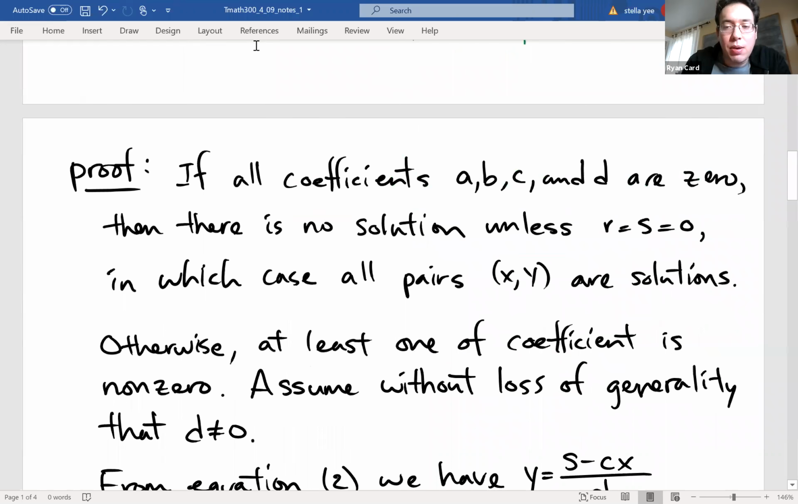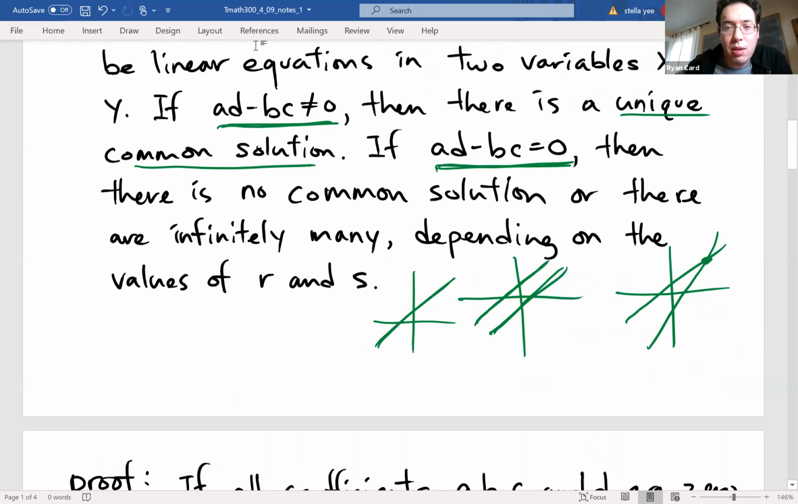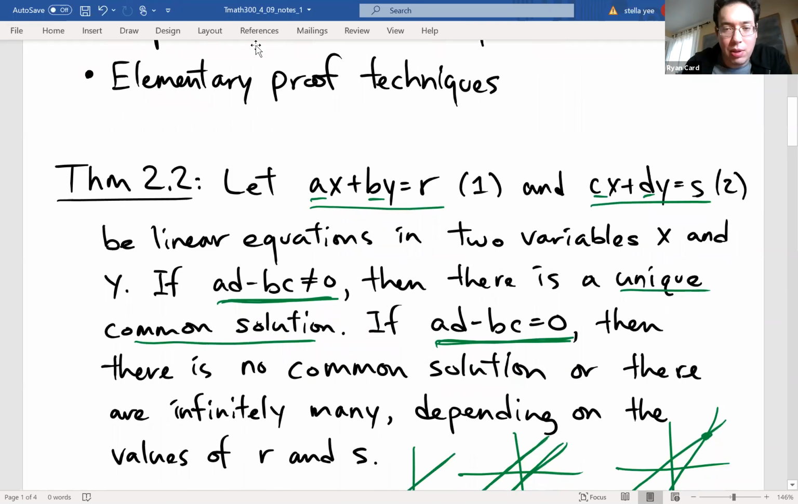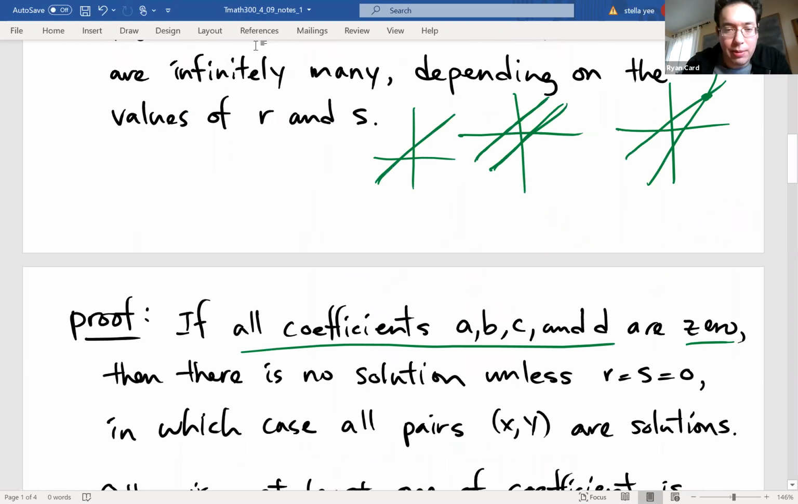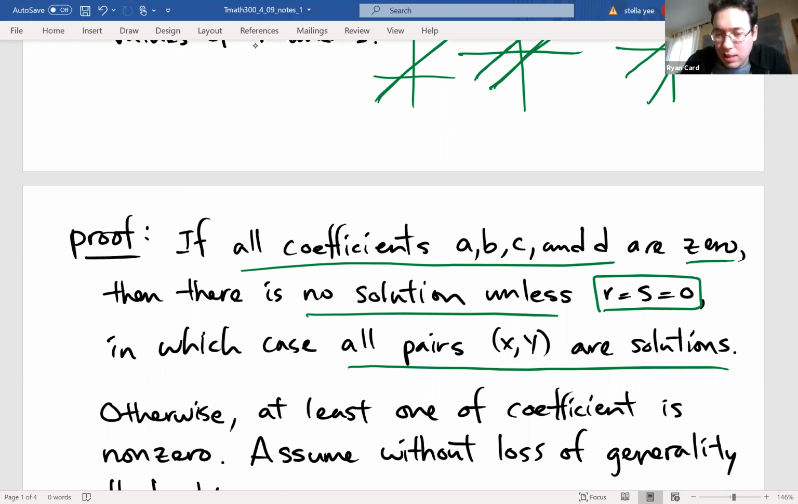Okay. So the first stage is to get rid of a stupid case. If all of the coefficients a, b, c, and d are equal to 0, then you have a stupid equation. The equations become r equals 0 and s equals 0, with no variables x and y, so x and y could really be anything. Then there is no solution unless r and s happen to be 0, in which case both equations are satisfied no matter what x and y are, so all pairs x and y are solutions. That's the stupid case that you want to get rid of.